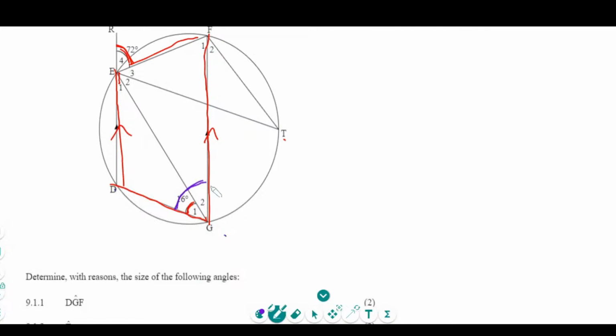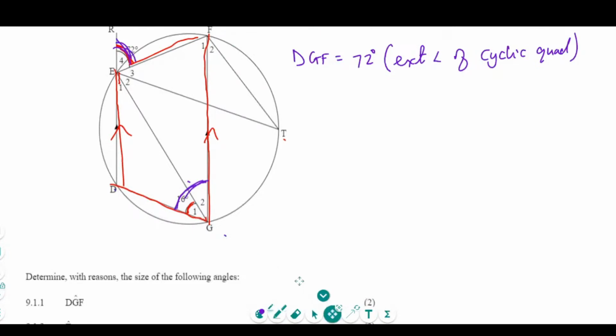DGF. So the whole of this. Since we know that this angle is an exterior angle of a cyclic quadrilateral, it will automatically be equal to that. So we're going to say that DGF is 72 degrees, reason: exterior angle of a cyclic quadrilateral. So this angle must be equal to that angle. That is done. 2 marks for that.